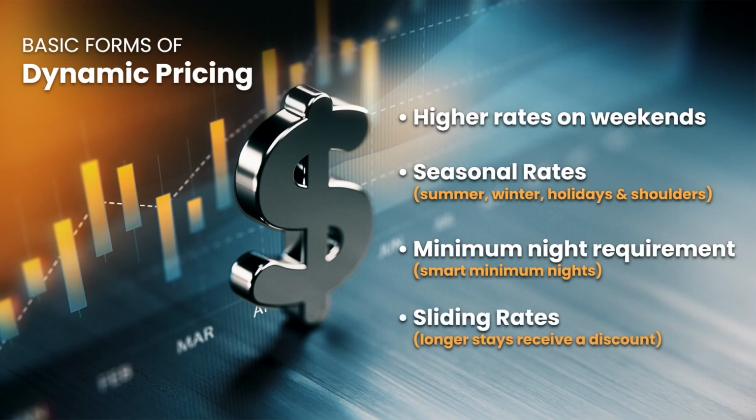And during your slower seasons, we suggest adding sliding rates to help encourage longer stays. So this is similar to minimum nights, but it kind of attacks it in the other direction. So instead of just flat out requiring a minimum number of nights, you would offer a discount incentive for longer stays. So for example, if you book 2 nights, you get the third night 50% off. That would be a sliding rate.